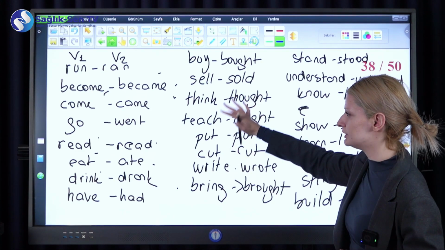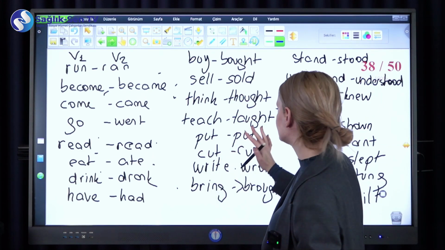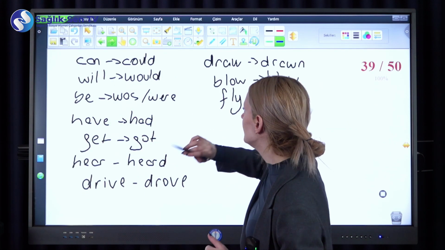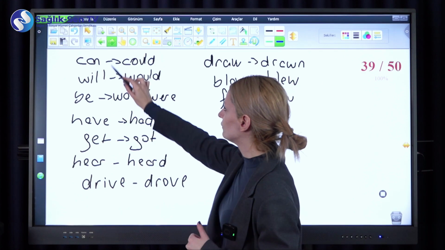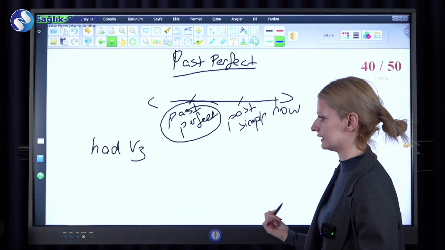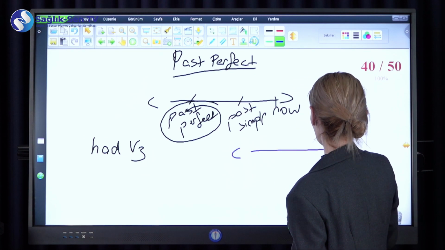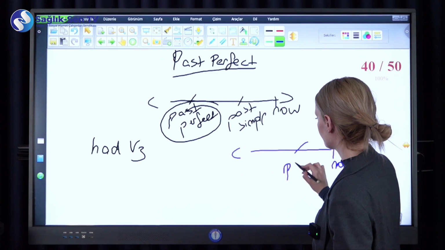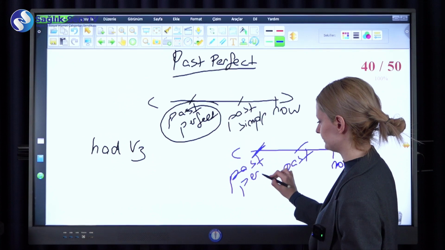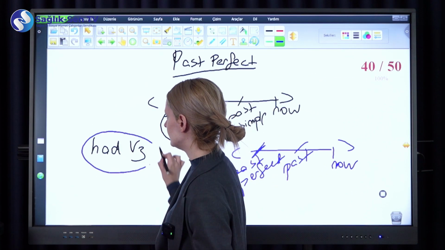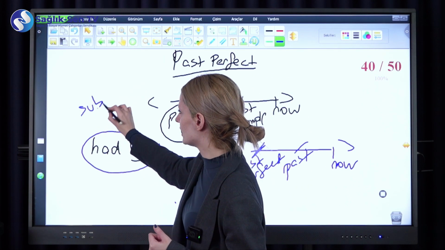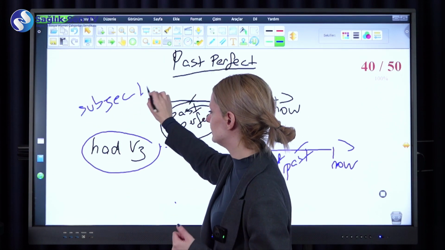And we have talked about the irregular verbs. You should memorize them. These are the most common ones, but you can also search for yourself and find them. They are very helpful for you to enlarge your vocabulary. Then we have talked about past perfect, which is past of the past. Here is past simple, and here is past perfect. Our grammar rule is that we use had plus verb 3.